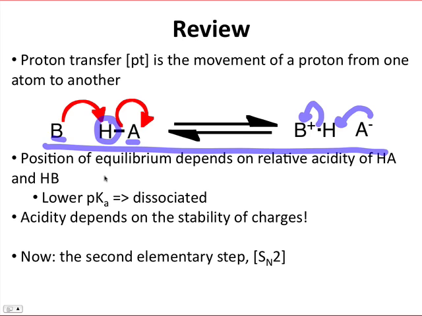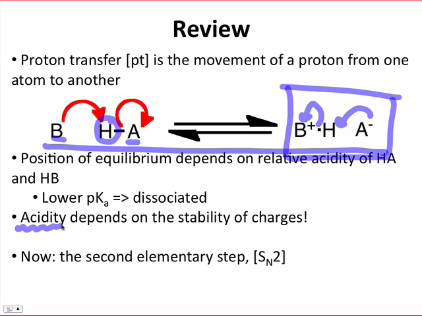These are so fast that the extent of the reaction really depends on the position of equilibrium, and the position of equilibrium depends on the relative acidity of HA and HB. A lower pKa for an acid, either HA or HB, means that acid will tend to be dissociated to a greater amount, and whichever acid has the lower pKa, the favored side will be the side on which that acid is dissociated. So for instance, if HA has the lower pKa, we would favor the right-hand side of this equilibrium.